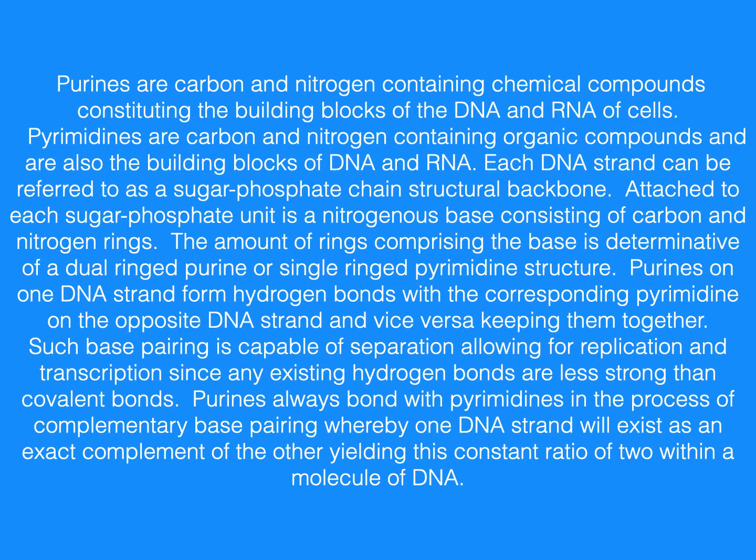Purines on one DNA strand form hydrogen bonds with the corresponding pyrimidine on the opposite DNA strand, and vice versa, keeping them together. Such base pairing is capable of separation, allowing for replication and transcription, since any existing hydrogen bonds are less strong than covalent bonds. Purines always bond with pyrimidines in the process of complementary base pairing, whereby one DNA strand will exist as an exact complement of the other, yielding this constant ratio of 2 within a molecule of DNA.